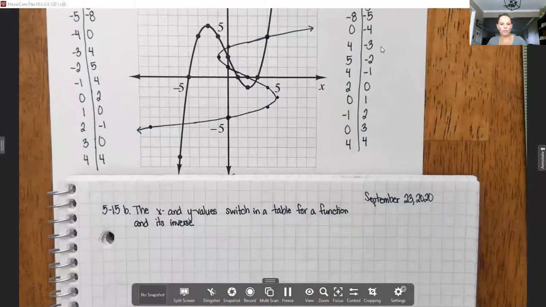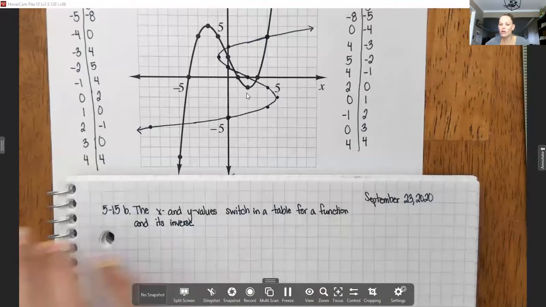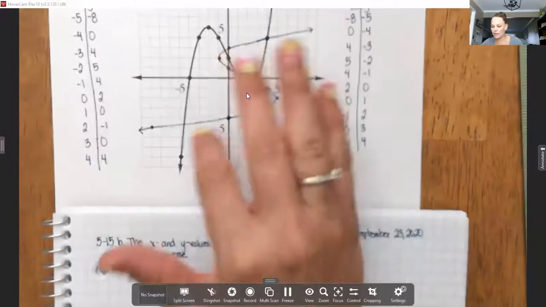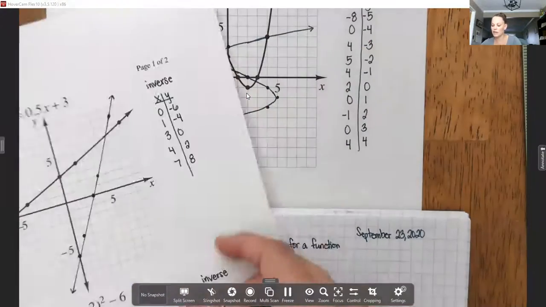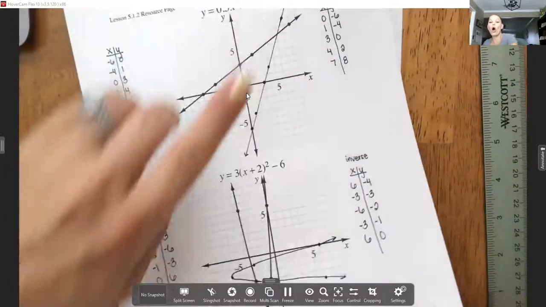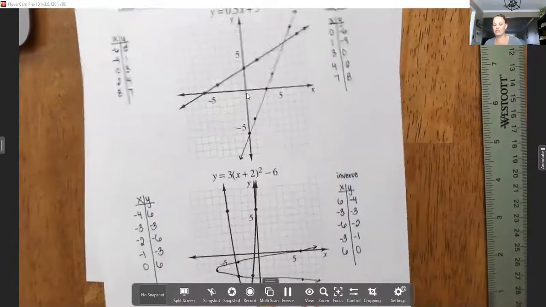So X and Y values are switched in a table for a function and its inverse, just as we saw here. On problem number 16, it says when you look at the graph of a function and its inverse, you can see a symmetrical relationship between the two graphs, demonstrated by a line of symmetry. So we can see that there is some symmetry. It's kind of the same graph, just turned sideways, for all three of these. All three of these have a line of symmetry.